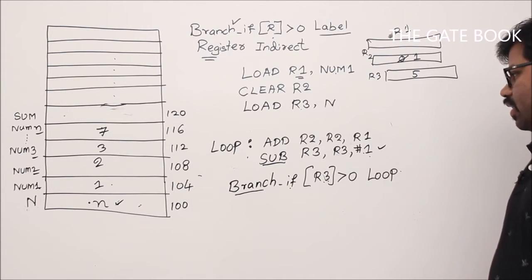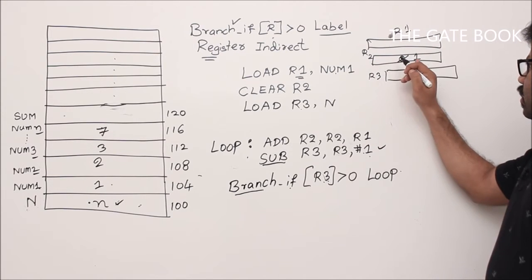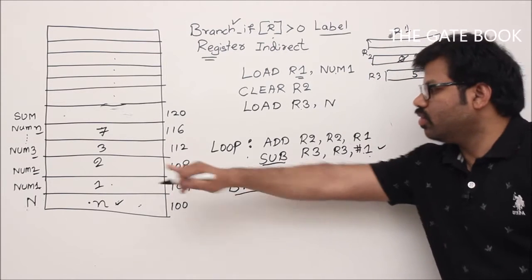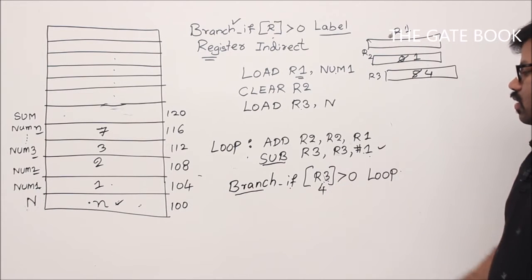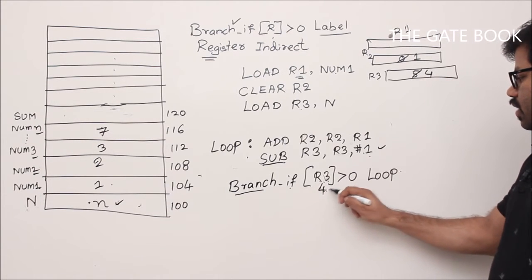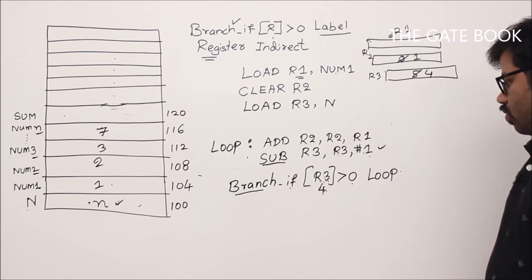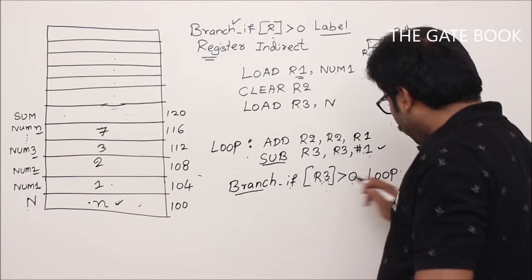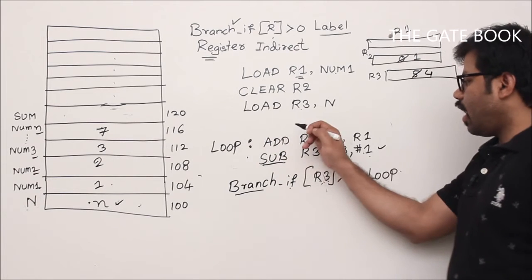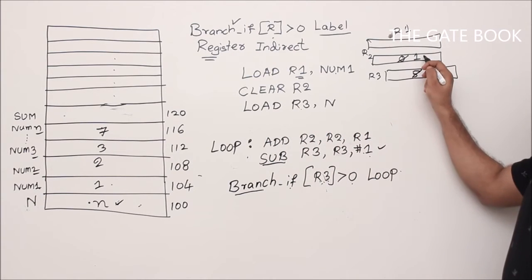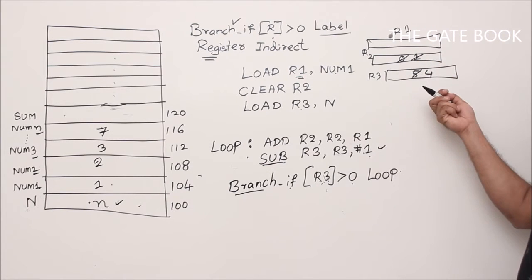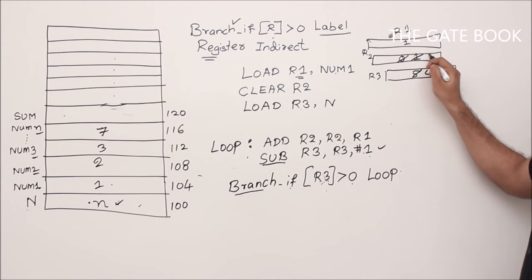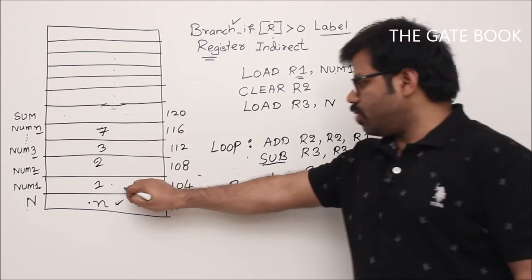Finally, what is happening is, first time R2 gets this value, then R3 will become 4. But see here, the content of R3, which is 4, is it greater than 0? No. Yes, sorry, true. Then we will go to loop. So loop here. Then again add R2, R1. Then again same, R2 is going to get R2 plus R1. R1 is initially 1, next time also 1, next time also 1. Then every time you are adding the first number.